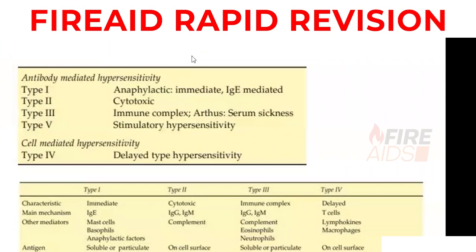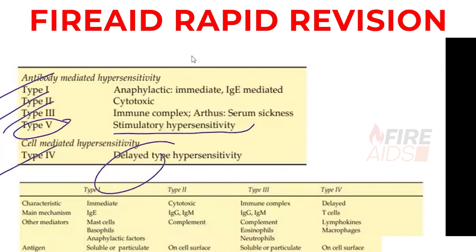So the names you need to know: type 1 is anaphylactic type, that is immediate type. Type 2 is cytotoxic type. Type 3 is immune complex type. Type 4 is delayed type. Type 5 is stimulatory hypersensitivity. So you need to know types 1, 2, 3 and 5. You can even skip 5.